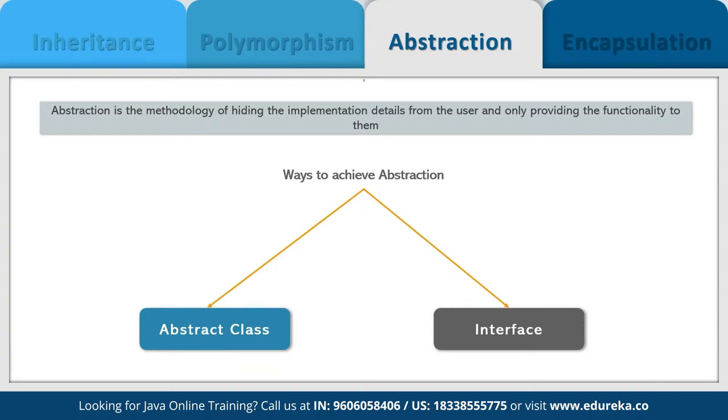What are abstract classes? Abstract classes will have functions that need not be implemented, and the child class of that abstract class will override and implement the methods that are defined abstract. So there will not be any implementation as a part of that abstract function. And an abstract class can also have implemented methods, whereas an interface can't have implemented methods.